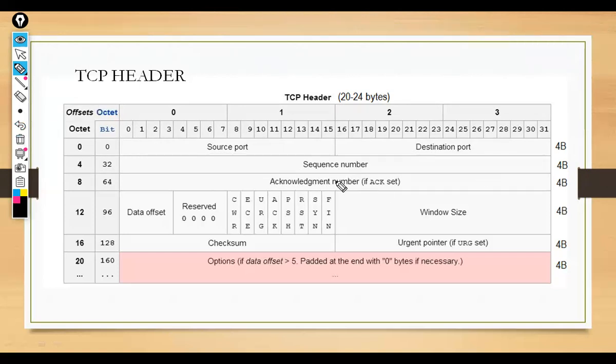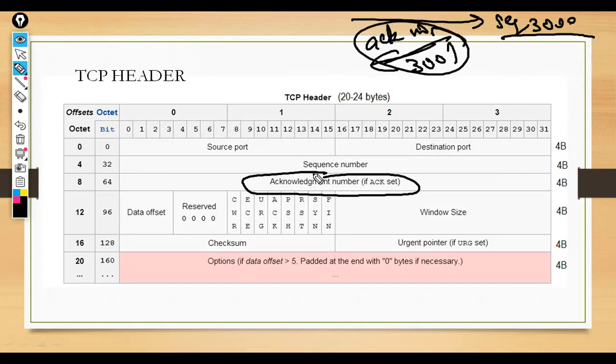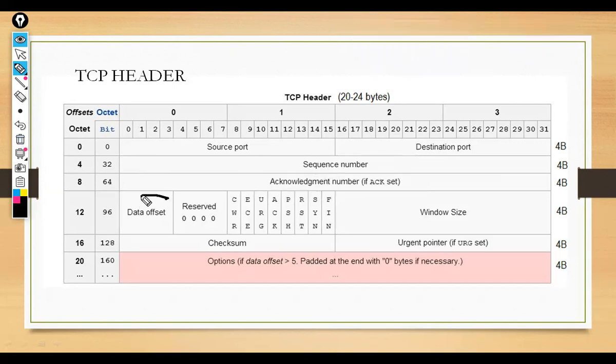Now you have the acknowledgement number. If an acknowledgement is being sent, it will have the acknowledgement number. So if you send a segment with sequence number 3000, you will receive back acknowledgement 3001. So that's the acknowledgement number.